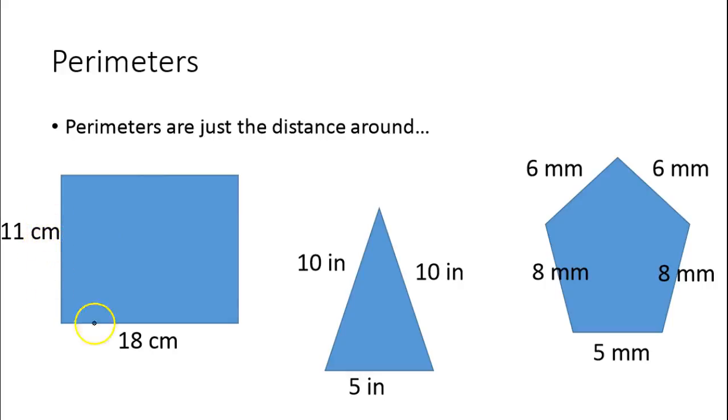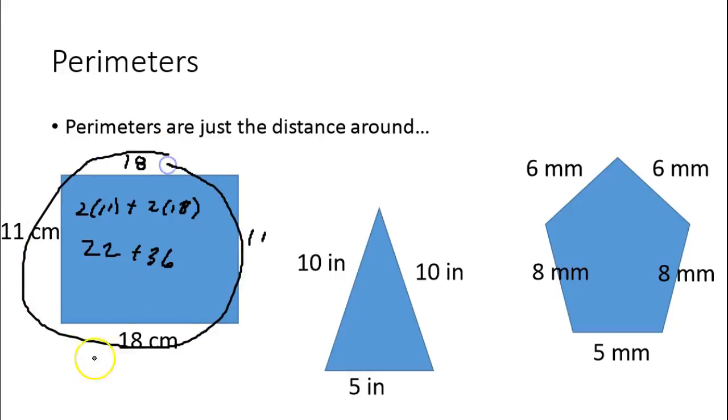Say I've got a rectangle that is 11 by 18. Think about it. This side would be 11 also. This side would be 18. So if I sum those up, I would see the distance is 2 times 11 plus 2 times 18 to get the perimeter, the distance around. 22 plus 36 gives me 58 centimeters. So the distance all the way around that rectangle would be 58 centimeters.